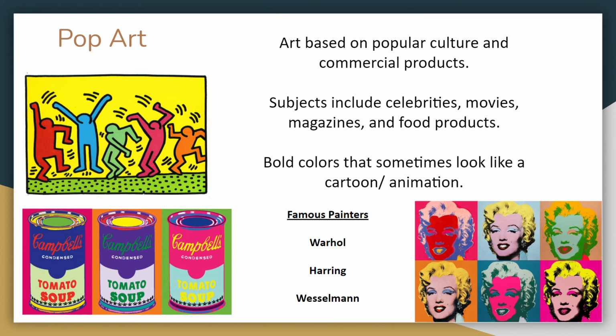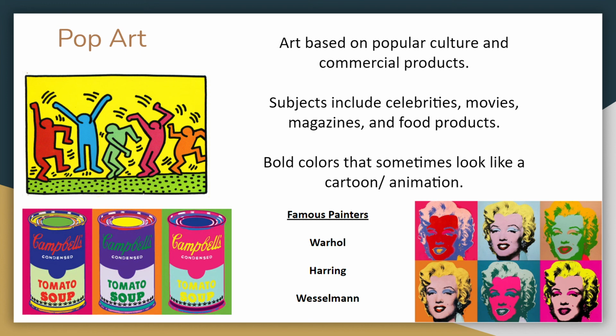And of course, there are portraits, which are paintings or drawings of people. There are landscapes, which are pictures of nature. There are still lifes, which are pictures of ordinary things in your house or wherever. And there are abstract, which are paintings that have no subject. They are just random colors.